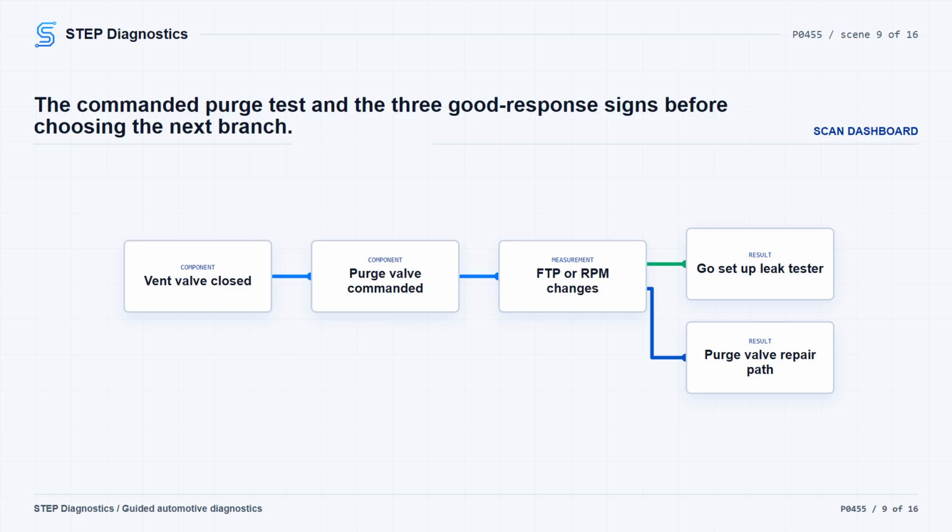If it is not present, this path supports installing a new EVAP canister purge valve, repeating and verifying the test, and then performing the Phase 1 leak verification pressure test.